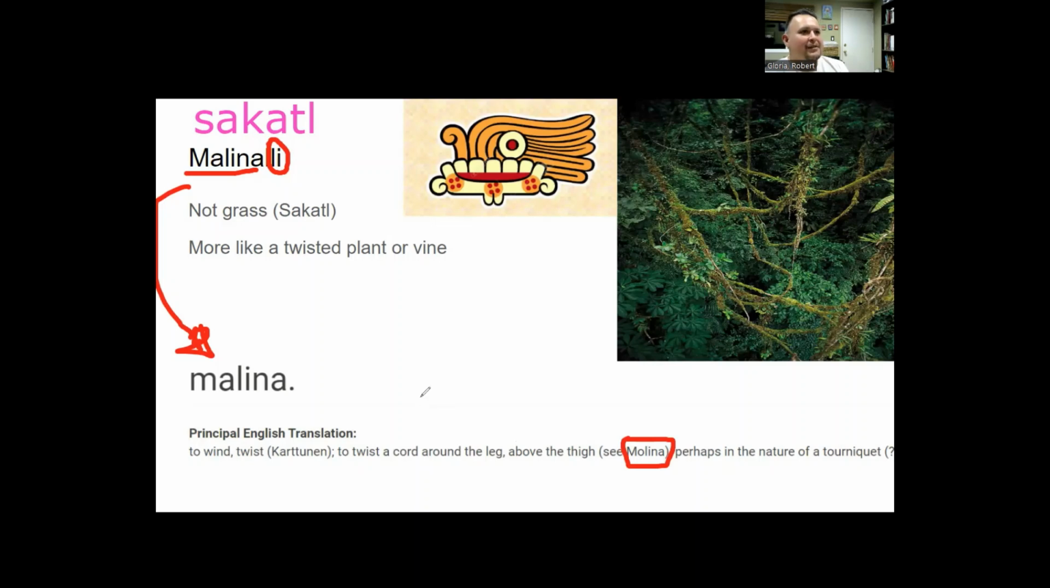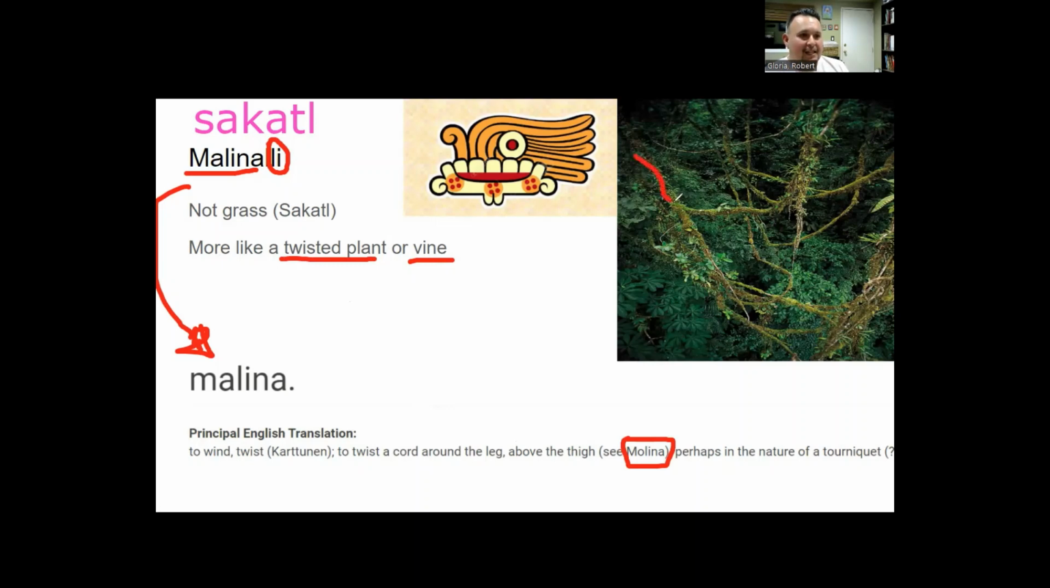And I just happened to ask him. I said, I'm going to ask him, see what he says. And right away, he knew the answer. He said, yeah, malinali is not grass. He said, it's a twisted plant or a vine. So he said that in a general sense, it's like any plant like this.